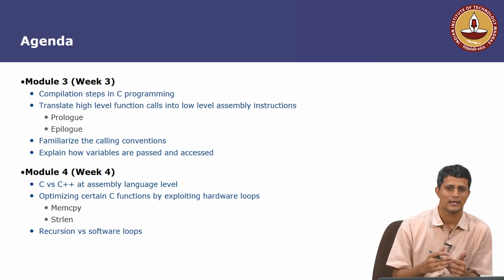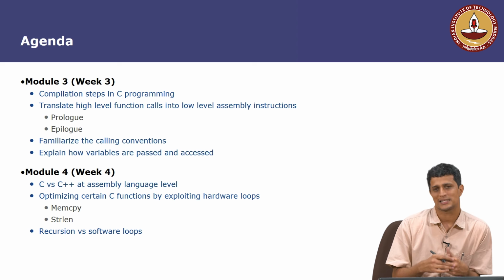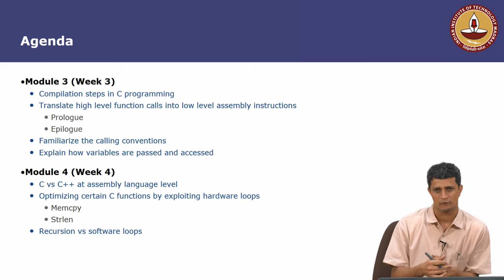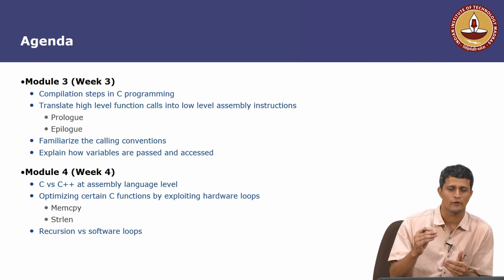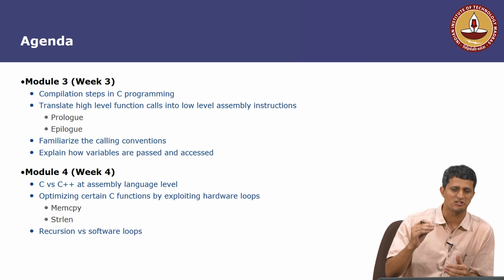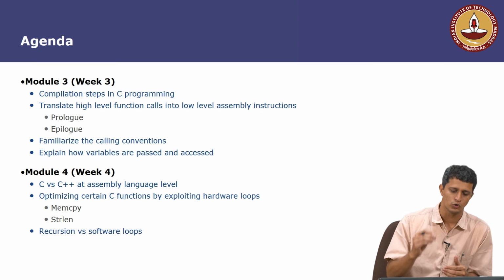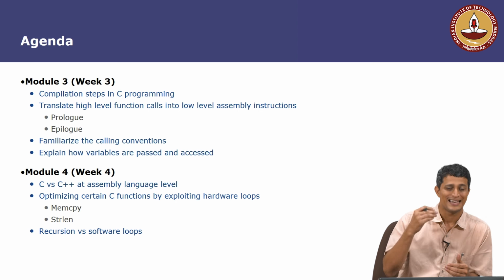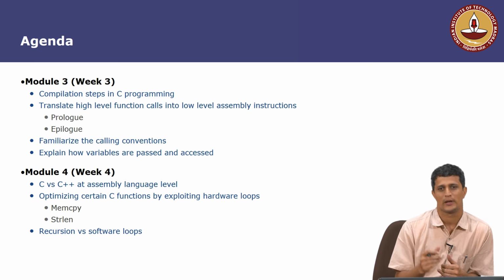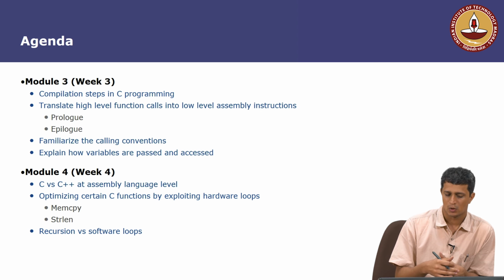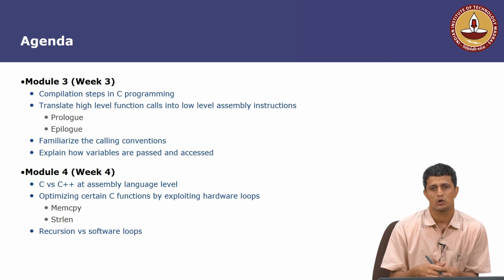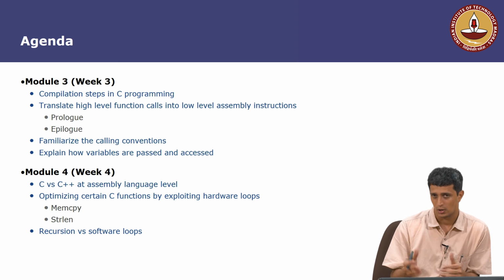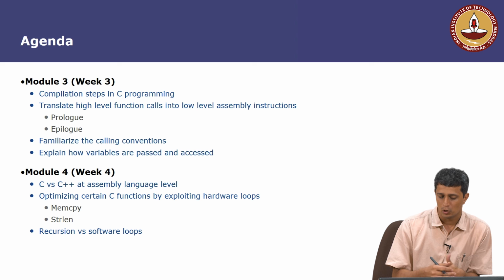So if you actually disassemble that code and look at the assembly implementation of a string length function, the heart of the function will be this hardware instruction, which is used to exploit loops at a hardware level and not at a software level. We will also discuss why it's a good idea to convert recursion into software loops. People do this on a regular basis, and we will look at why that is the case.